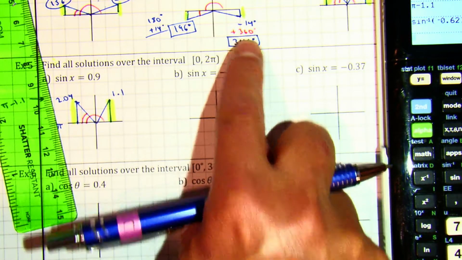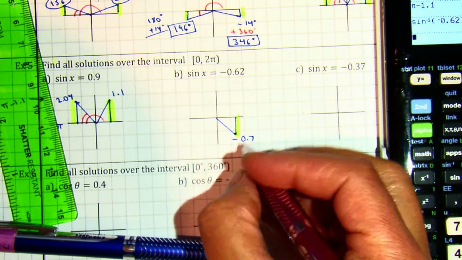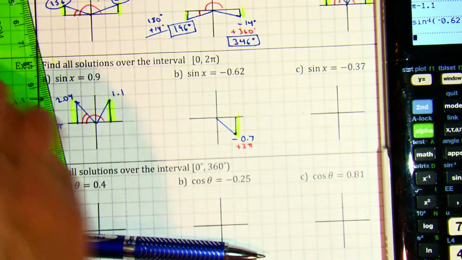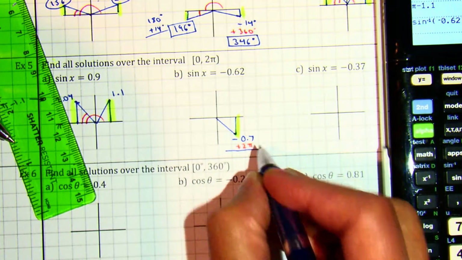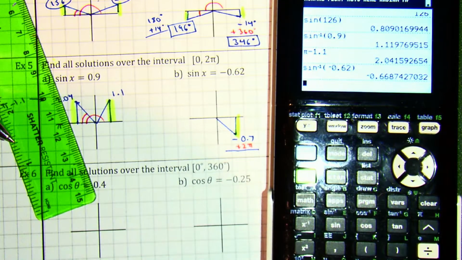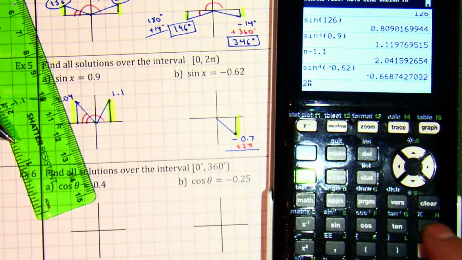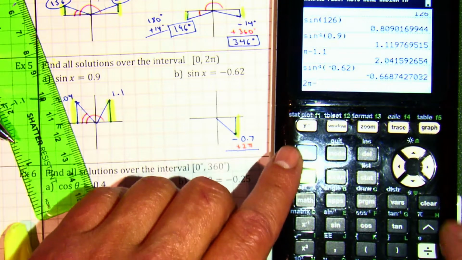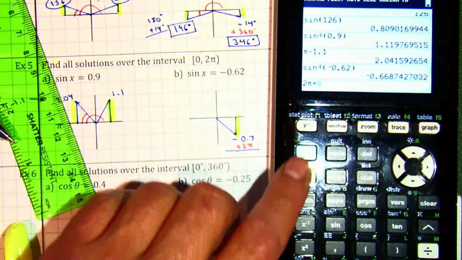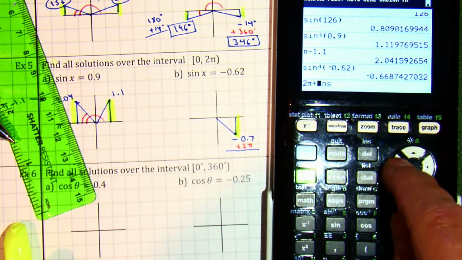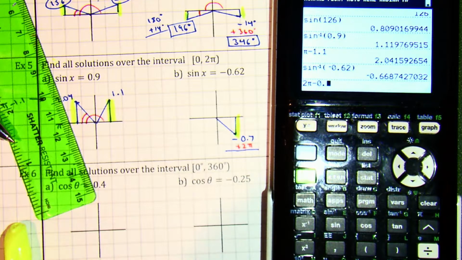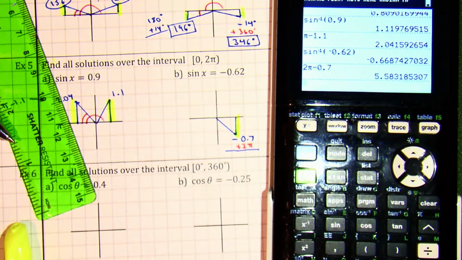Instead of adding 360, I need to add 2 pi. Right? Because 2 pi is going all the way around, landing on the same location. So those two are going to be coterminal angles. So 2 pi minus 0.7. Let me just do it as a decimal. Minus 0.7. Let's just do that. That'll be 5.6.